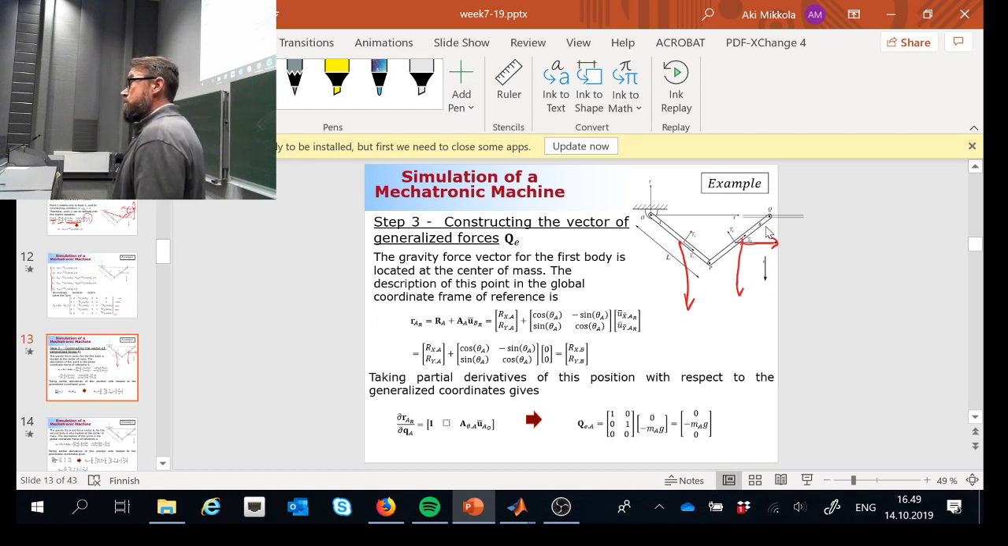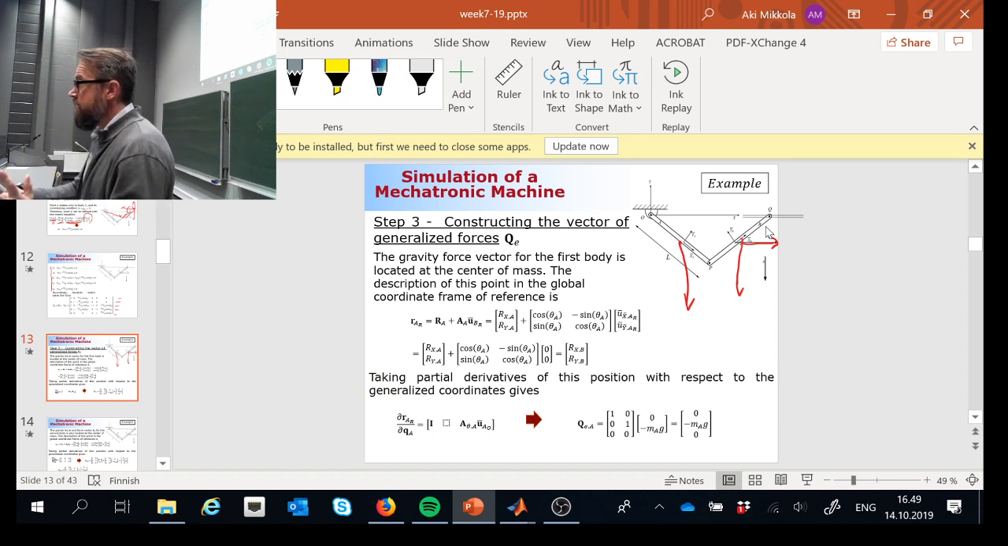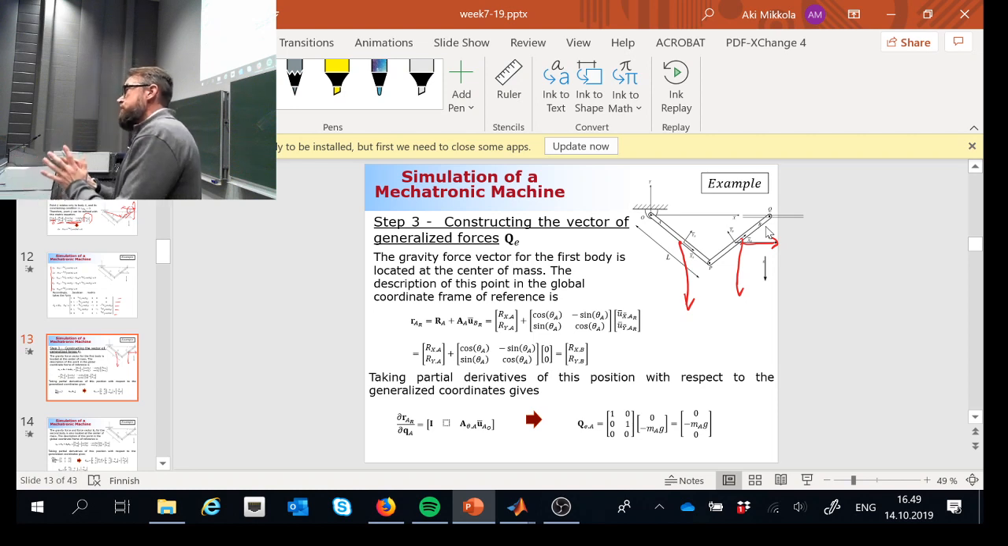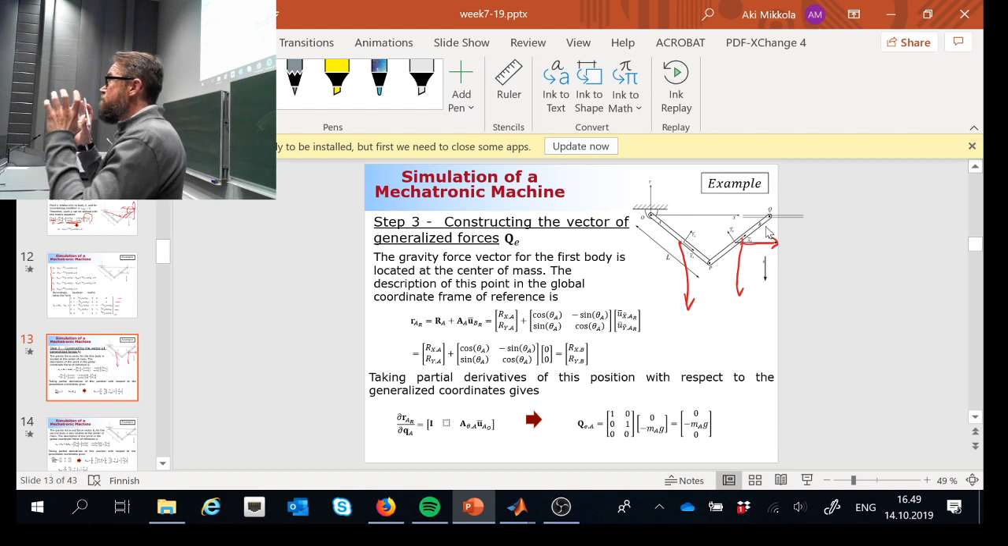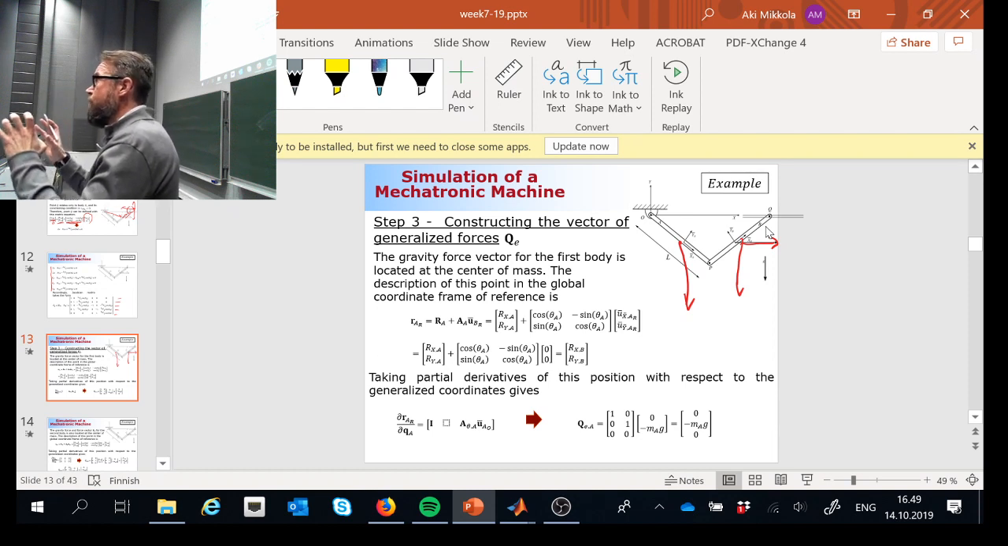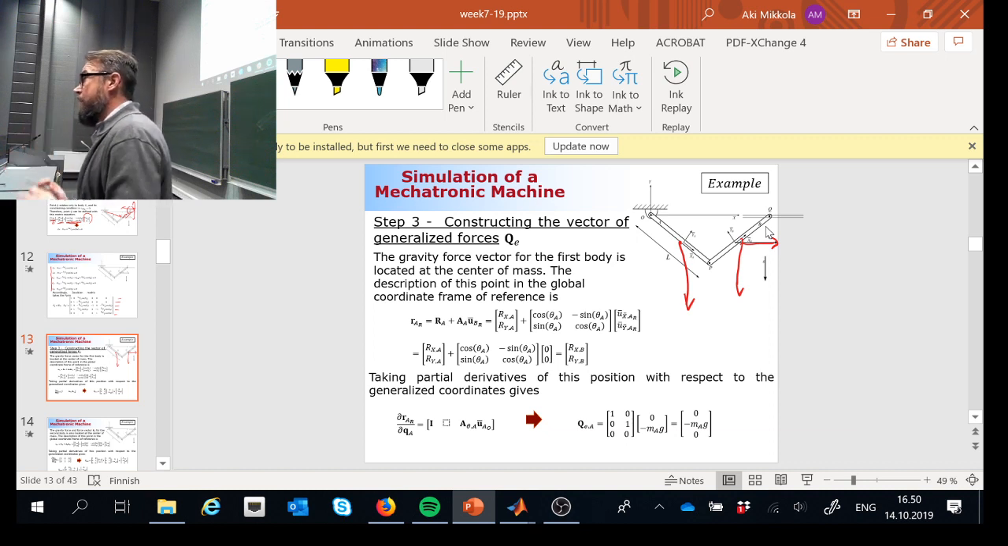What should I do? First, I define where the force is applying by using the equation that we are very much familiar with. Once we have that kinematic definition, we can differentiate it with respect to generalized coordinates, and that gives us the mapping matrix that converts the forces from global coordinates to generalized coordinates. That's what we have to do. Okay, let's start.